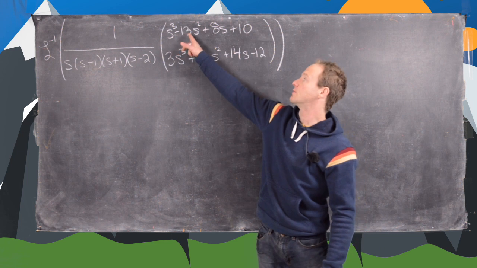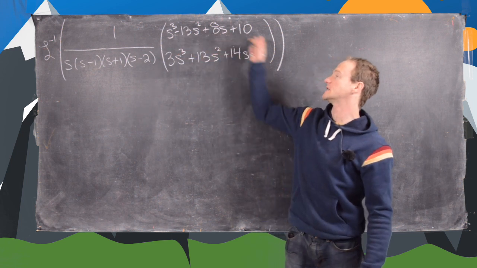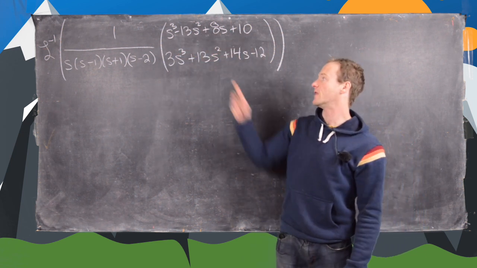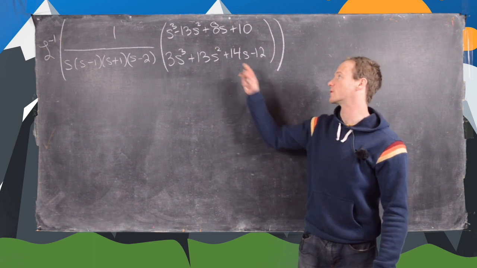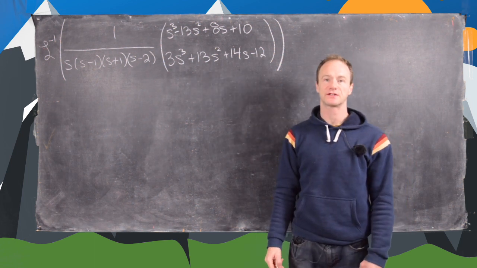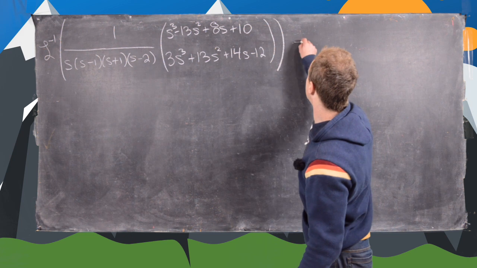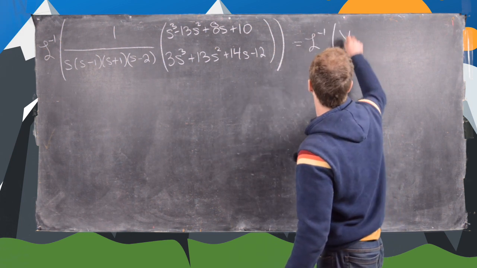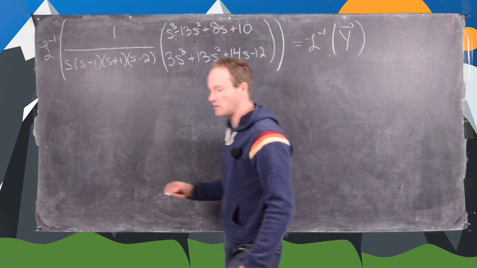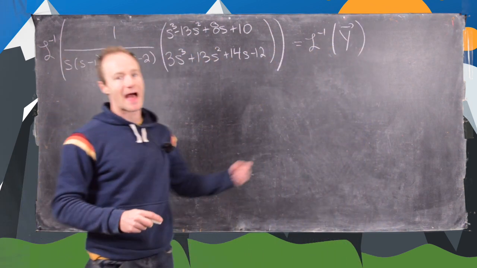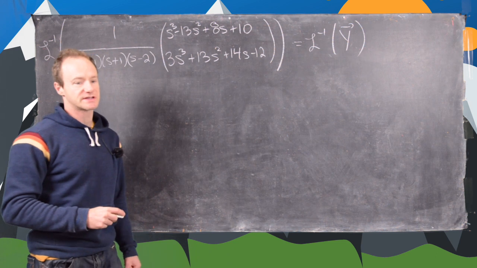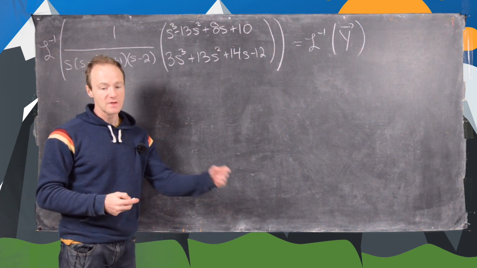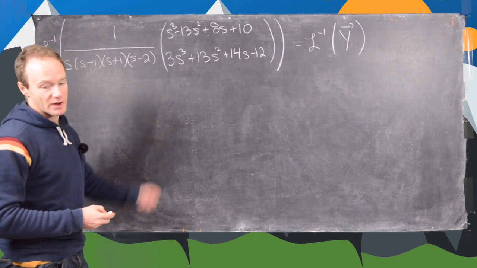We've got s cubed minus 13s squared plus 8s plus 10 up top, and 3s cubed plus 13s squared plus 14s minus 12 down in the bottom. So for ease of notation, I'm just going to set the entire interior of this equal to capital Y vector, as you would if you were using this to solve a differential equation. Okay, so now the next thing that I want to do is the following.